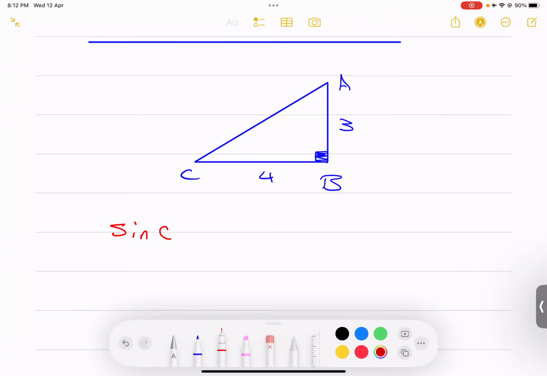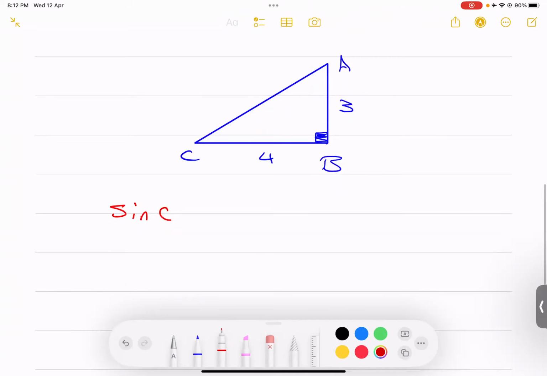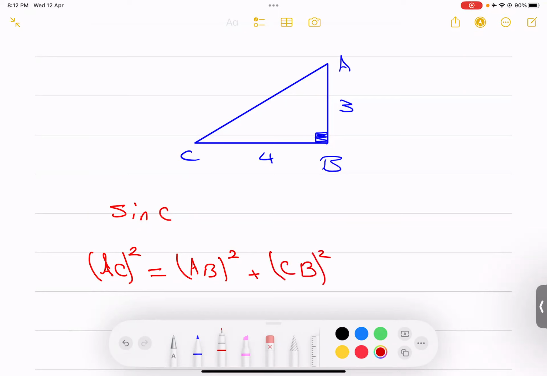Is that right? Yes. It's from the last session. Could you tell me? AC power 2, plus... No, just wait, hold on. AC power 2 is going to be AB power 2 plus BC power 2. You have to remember that the Pythagoras theorem tells us the square of the hypotenuse equals the sum of the squares of the two other sides. Is that correct?